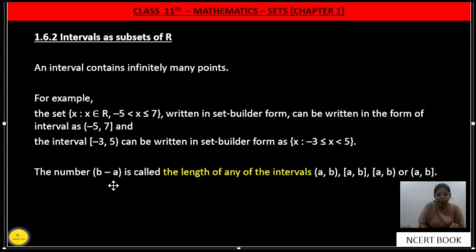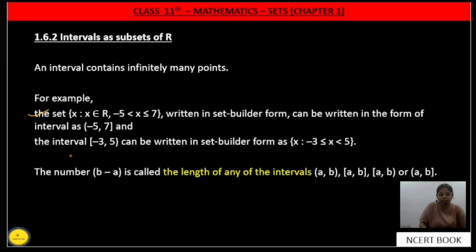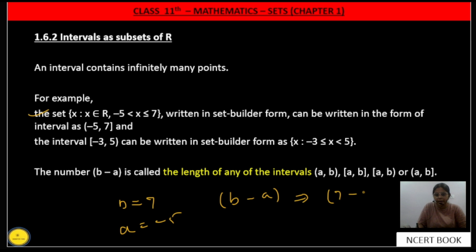So the number b minus a is called the length of any of the intervals a comma b open, a comma b closed, a comma b closed open, and a comma b open closed. For example, if we find the length of this set, we have b equals 7 and a equals -5. So we have length b minus a, which equals 7 minus (-5). We get 12 as the length of the interval.